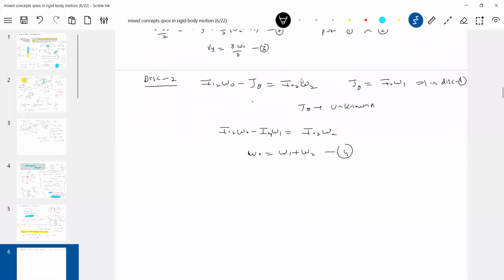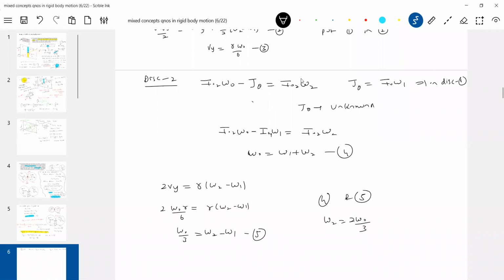I'll write all the steps once again. As we know, 2Vy is equal to omega 2 minus omega 1. Now Vy is how much? Omega naught r by 6, small r. So here omega naught by 3 equals omega 2 minus omega 1. Call this equation 5, with 4 and 5. Solving it, we'll get omega 2 equal to 2 omega naught by 3 and omega 1 equal to omega naught by 3. Okay, fine. So finally what will happen?